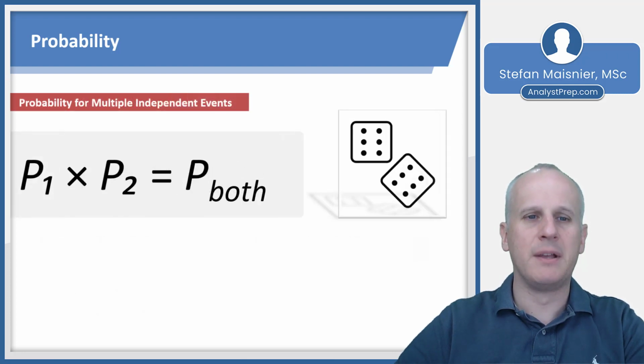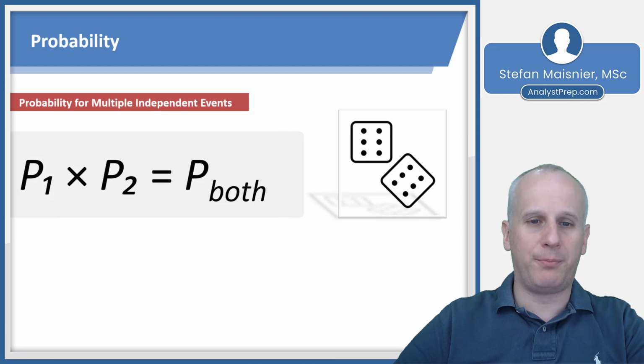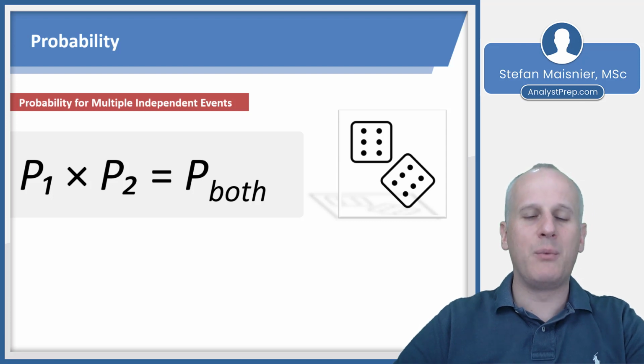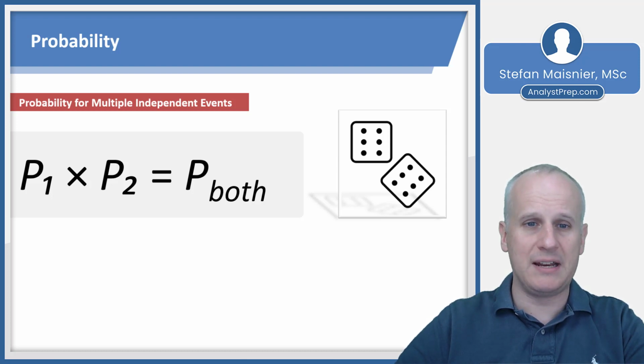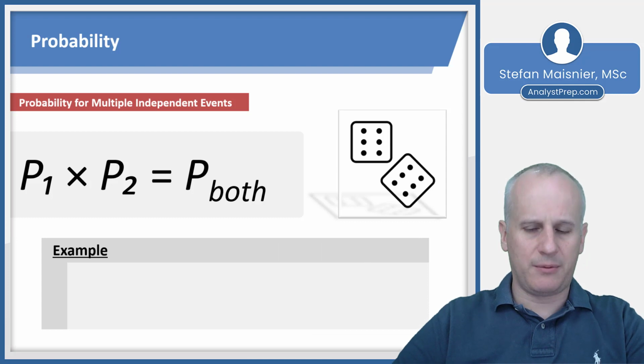based on the fraction structure of probability as a single event. So how do we deal with multiple independent events? Well, what we have to do is we find the probability, the desired out of the possible for the first event. Then we multiply by the desired out of the possible for the second event, and that's going to be the probability that both events independently occur. So let's take a look at an example.